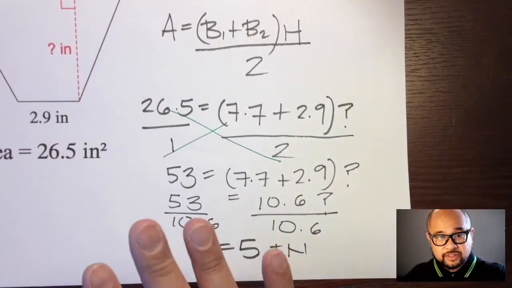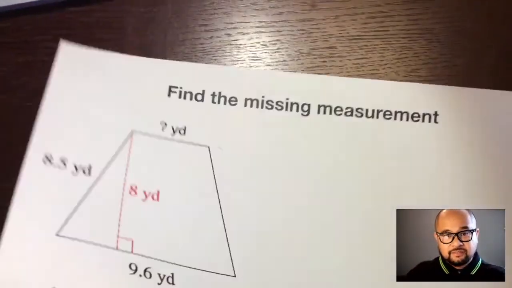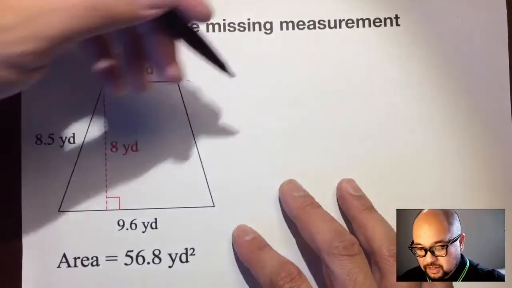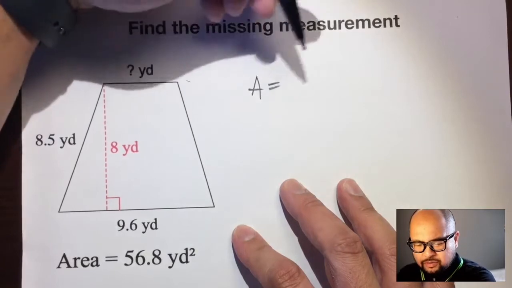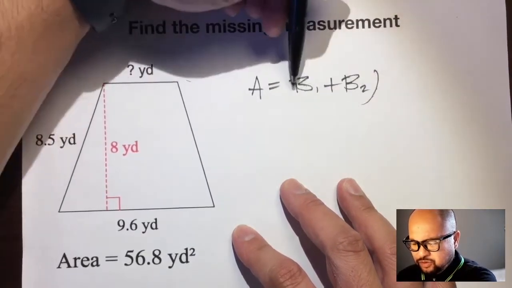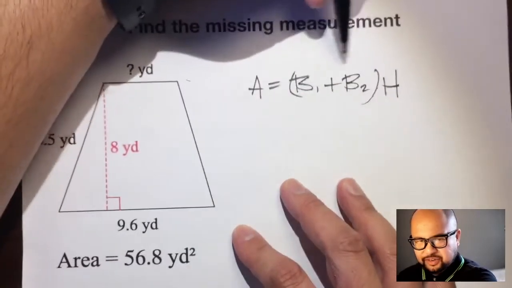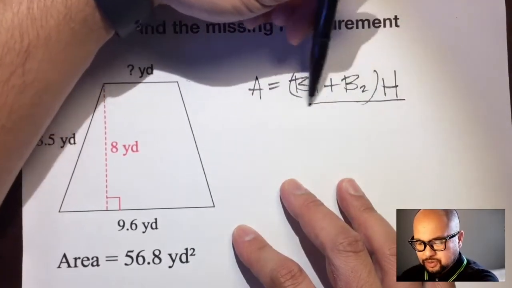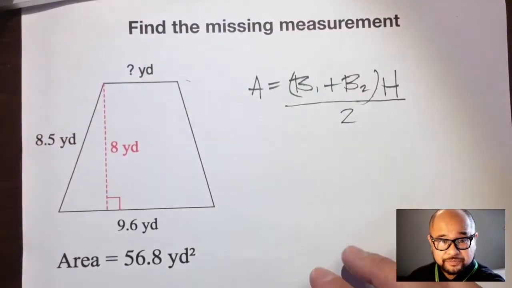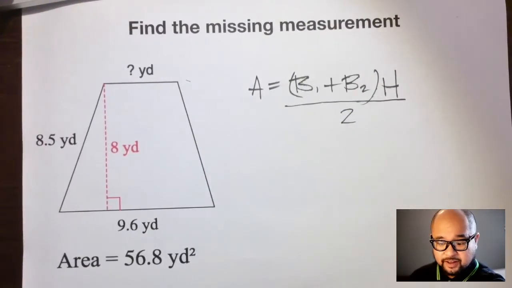Okay, so let's do one more example. Find the missing measurements. All right, so area. I would always write down the formula so we don't forget. Base 1 plus base 2 times the height. So this right here is the area of a parallelogram. Trapezoid is half of a parallelogram. That's why we divide it by 2. And let's substitute what we have.